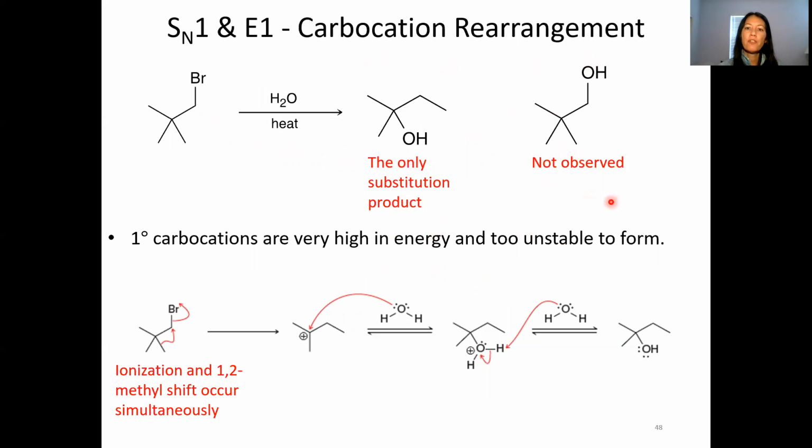The explanation for this is you don't get that free carbocation, and instead the methyl shift occurs at the same time as the bromine leaves. So you're not dealing with that positive charge on that primary carbon, and you only have this carbocation that the water can attack. After proton transfer, you get this alcohol.